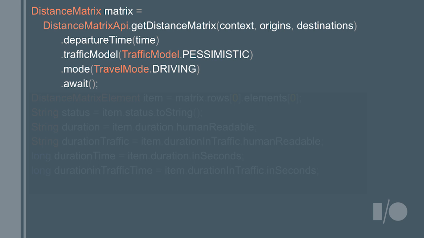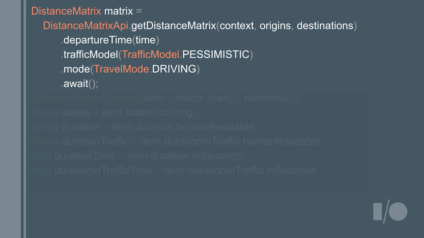And then I can specify different attributes of that, like my departure time. Am I leaving now? Am I leaving tomorrow? Those kind of things. My traffic model. Just for the sake of a gratuitous demo, I decided to make it the most pessimistic model here. But there are a number of ones like optimistic, normal, that type of thing. The mode. Am I driving? Am I walking? Am I biking? And then I just await the results. So I get an asynchronous callback.